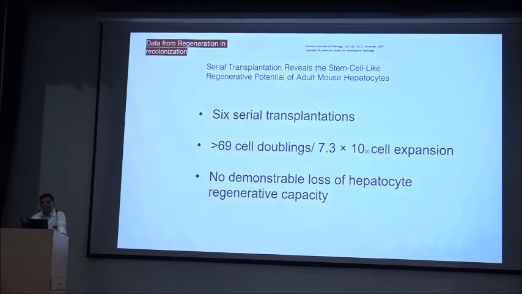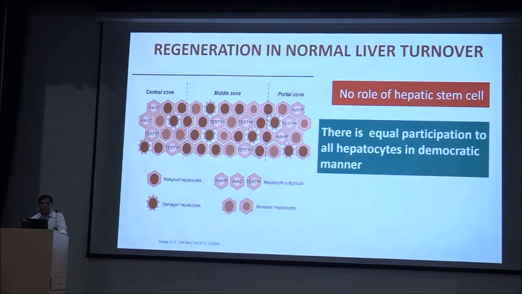Apart from these lineage tracing experiments, it is also well-established data that serial transplantation for hepatocyte repopulation shows that hepatocytes have a tremendous replicative capacity, and there is no demonstrated loss of hepatocytes or their regenerative capacity. So what all these studies concluded is that there is no role of hepatic stem cells in normal turnover. There is equal participation of all hepatocytes in a democratic manner.